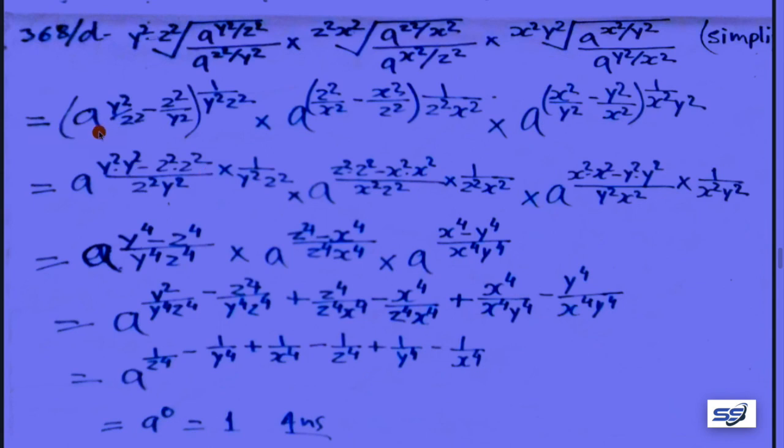It comes to a to the power y square upon z square minus z square upon y square. Now this lower power is subtracted from the power of the upper one, and the whole to the power 1 upon y square into z square, into a to the power z square upon x square minus x square upon z square. Same thing here, the lower power is subtracted from the upper one, whole to the power 1 upon z square into x square, into a to the power x square upon y square minus y square upon x square, whole to the power 1 upon x square into y square. Same thing everywhere.